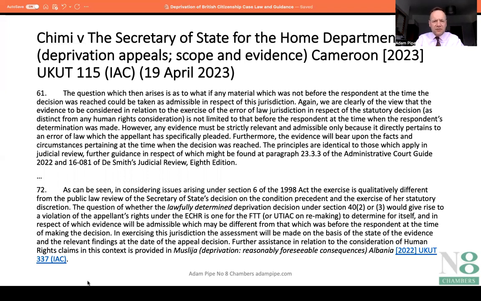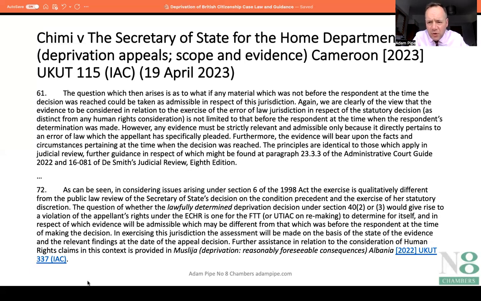However, any evidence must be strictly relevant and admissible only because it directly pertains to an error of law which the appellant has specifically pleaded. So we need to be specific in the way we challenge deprivation decisions. So then if we want to rely on evidence that was not before the Secretary of State, we can say, look, this relates to the error of law we say the Secretary of State has made in relation to the condition precedent or to the discretion.